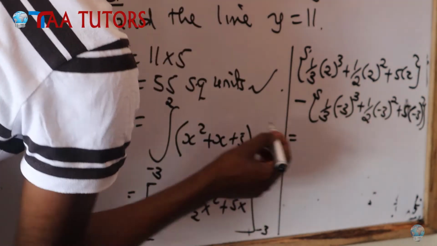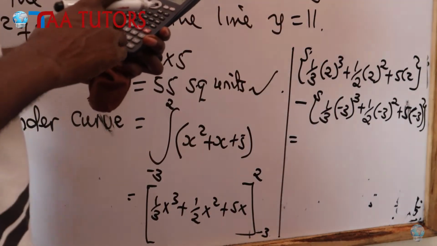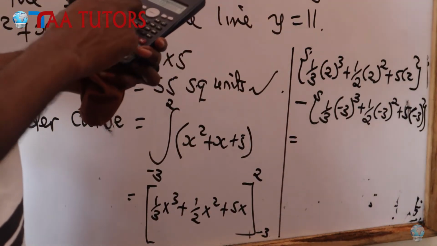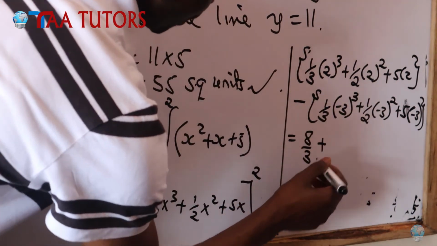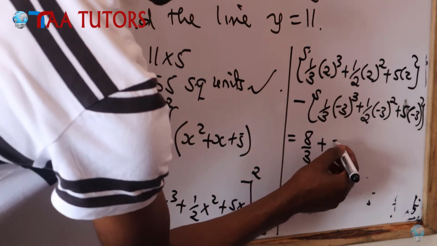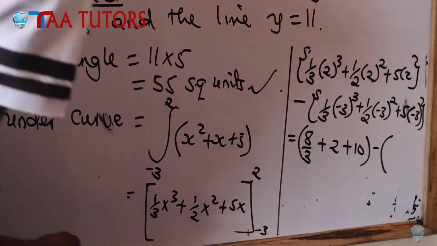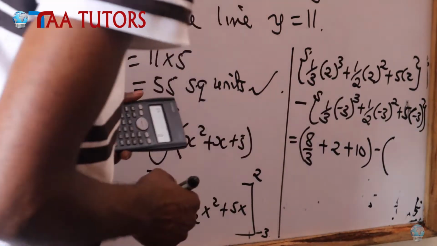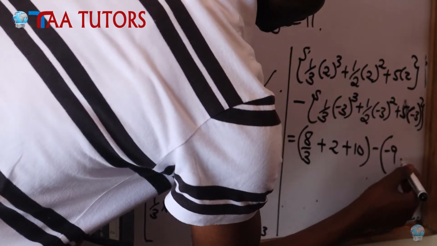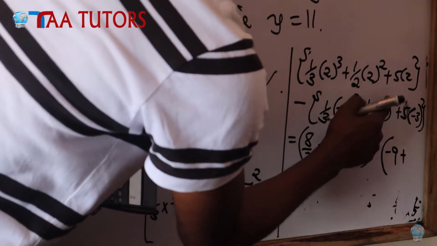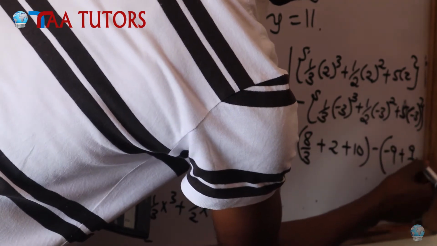So viewers, we move to the next step. Let's evaluate all this. 2 cubed over 3 is going to be 8 over 3, plus 4 over 2 is 2, plus 10. -3 cubed is -27, divided by 3 is -9, plus 9 over 2.